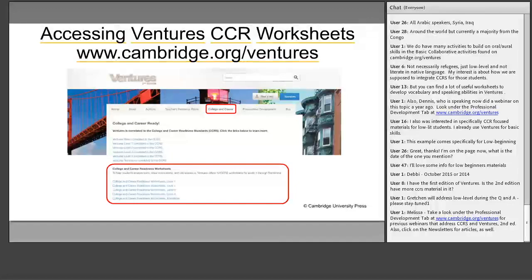Click on that. When you click on that, you'll see what is circled at the bottom of the page. It takes 2 clicks to get to here. At this click, you see CCR Ventures Worksheets Level 1, Level 2, Level 3, Level 4, and Advanced, called Transitions because that's the name of the advanced text in the series. If you want to download them, all you need to do is register and have a password. So then they're yours to use and enjoy and share.